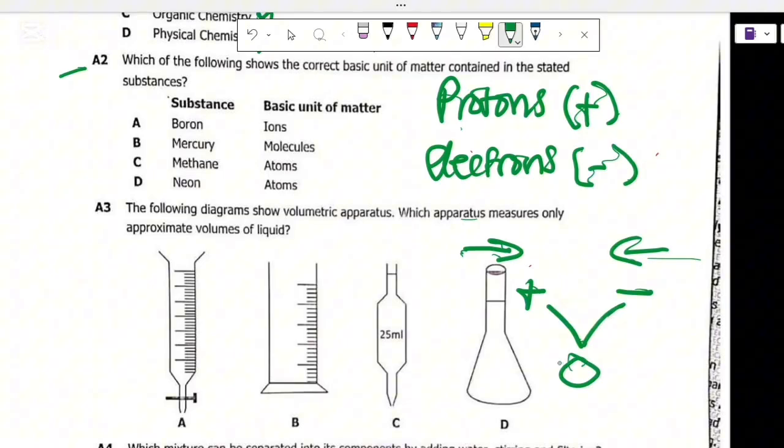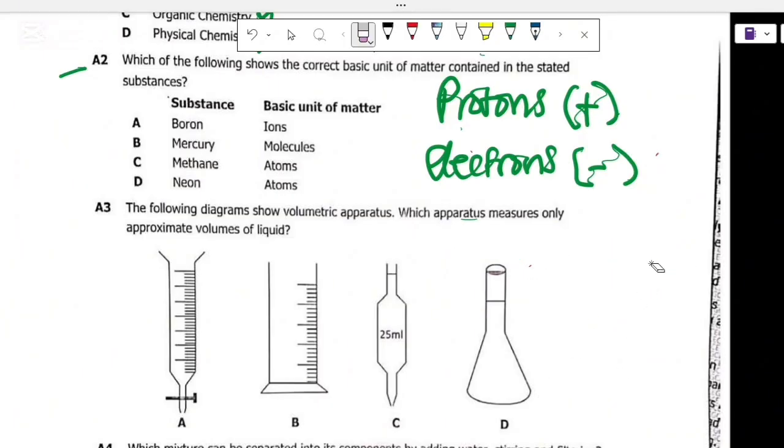So if you have a positively charged particle and a negatively charged particle in an atom, then they are going to cancel each other, because that's the principle. They are going to cancel each other, and the net charge, because they have cancelled each other, is going to be 0.